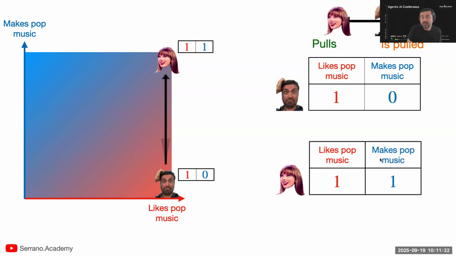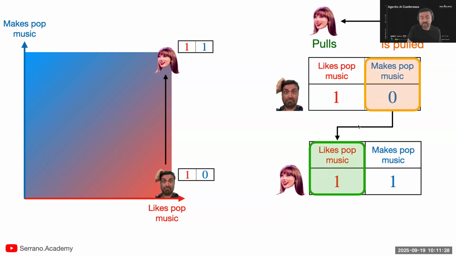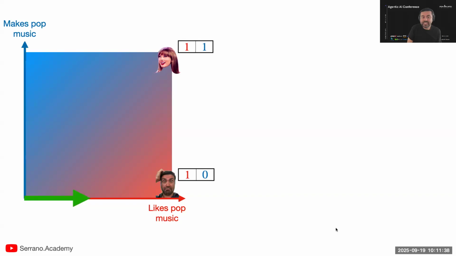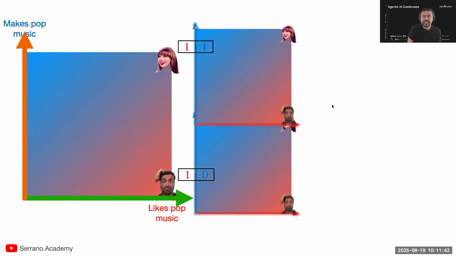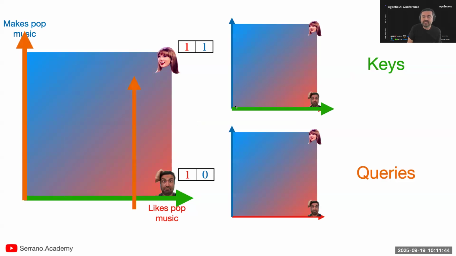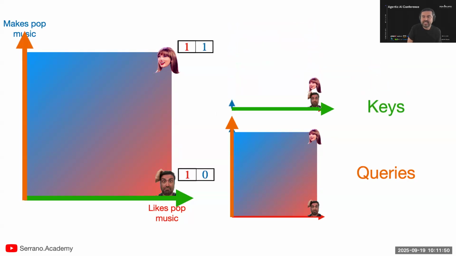So if you want to know how much she pulls me, then we look at her key and my query. And because she likes pop music, but I don't make pop music, this gets 1 times 0, which is 0, which is how much she pulls me, right? So we got, basically, we got the two. And if you want to look at it geometrically, here's the key embedding and here's the query embedding. The key embedding is just everything goes to green, and the query embedding is everything goes to orange. So I just project that down.